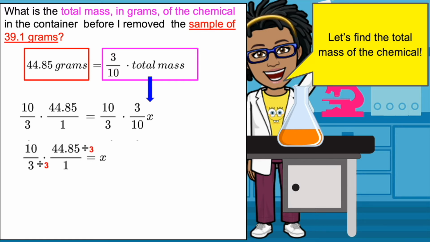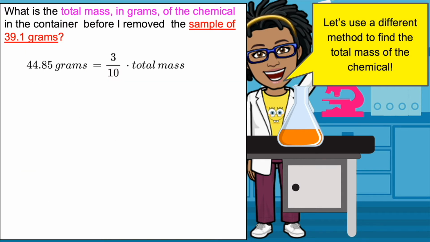I decided 3 divided by 3, okay, that'll give me 1. And I noticed that 44 85/100 is divisible by 3. So I'm going to multiply 10 times 14 95/100. Oh, what do you know? The total mass of the chemical is equal to 149.5 grams. Bad. I wonder if there's another way of solving this problem.